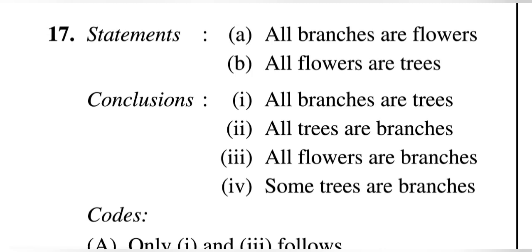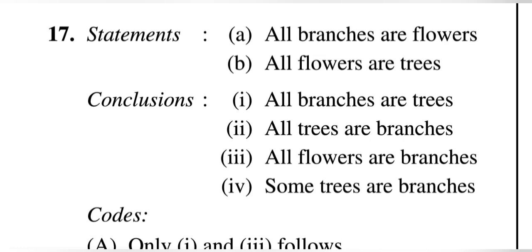Number 17. These kind of questions are often asked, so be used to it. Statements are given like this: A. All branches are flowers. B. All flowers are trees. Conclusions are like this: number 1, all branches are trees. 2, all trees are branches. 3, all flowers are branches. 4, some trees are branches. So these kind of questions will be asked in abundance. So try to solve this kind of questions so that you can solve it easily, effortlessly.